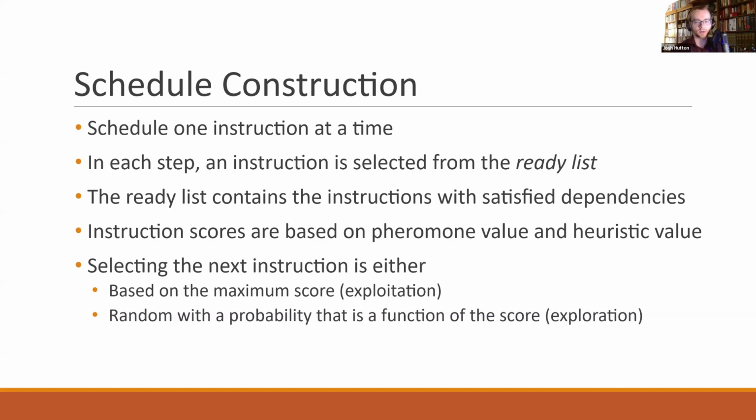After we have all the scores, we then choose to either exploit the best known option so far or explore a less proven path. We exploit by selecting the instruction with the maximum score at the current moment in scheduling, and we explore by randomly selecting from all currently ready instructions, but we give a greater probability to selecting instructions with higher scores.